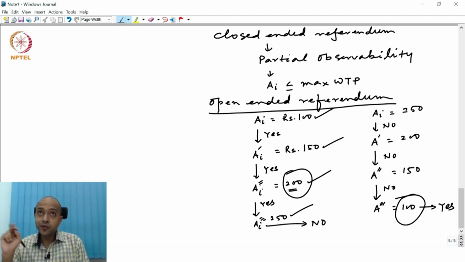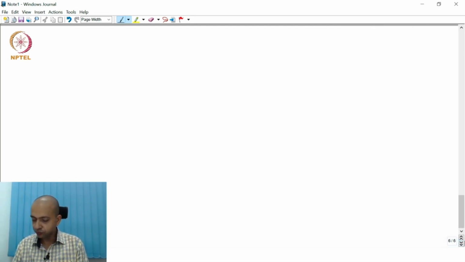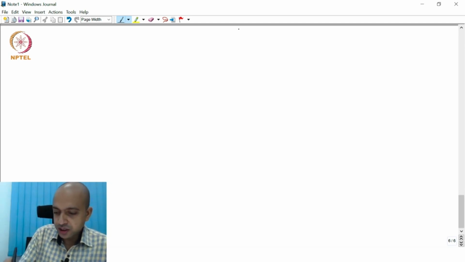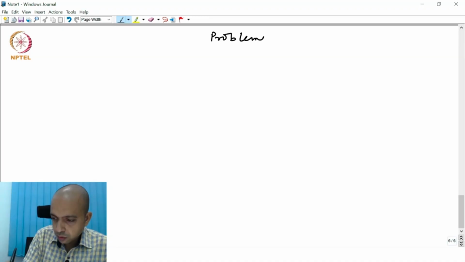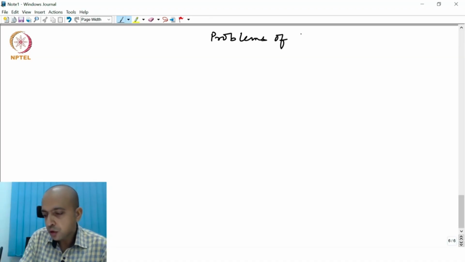Now, open-ended referendum, even though it overcomes the partial observability problem in closed-ended referendum, also suffers from some limitations. What are those? So these are the problems of open-ended referendum.